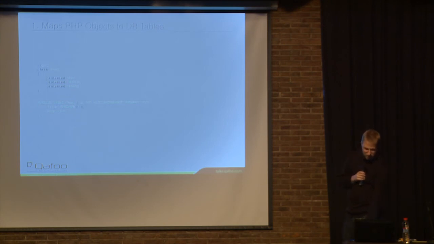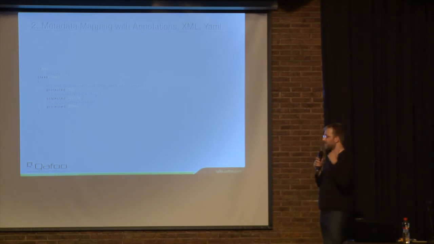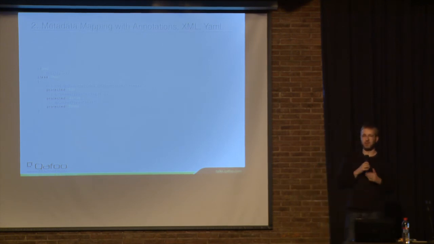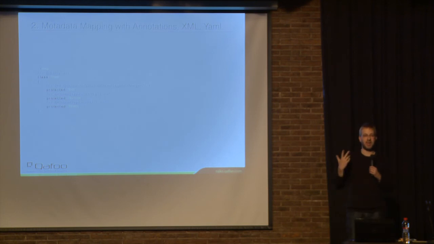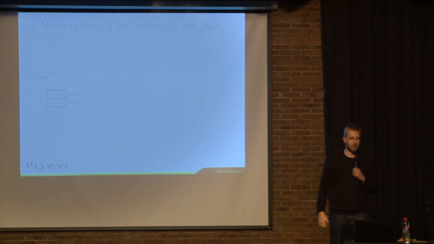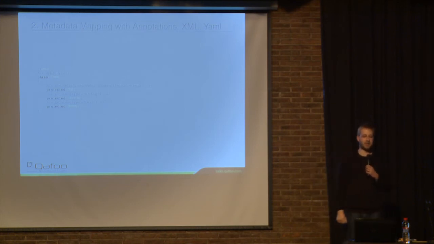We do this using so-called metadata configuration or metadata mapping. And this is possible using several different configuration mechanisms. One of them is using doc-block annotations in PHP. And the other ones are, for example, XML, YAML, or you can also write this in plain PHP code if you want. And this mapping defines to Doctrine how this object post is saved into the table that we've seen before. And you have to define this for all the objects that you want to save with Doctrine.